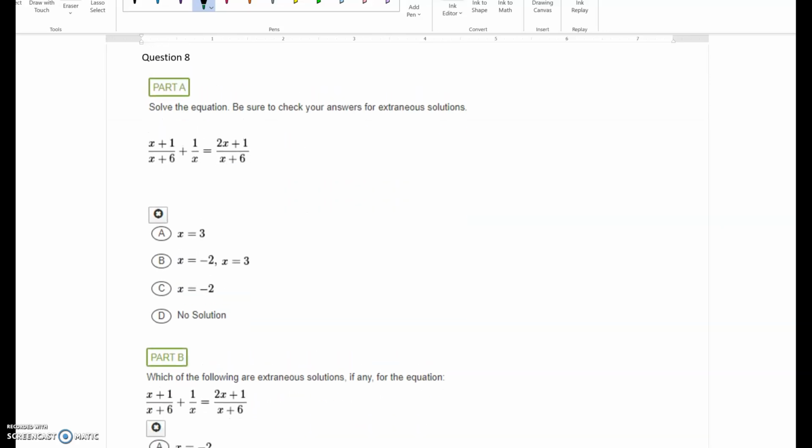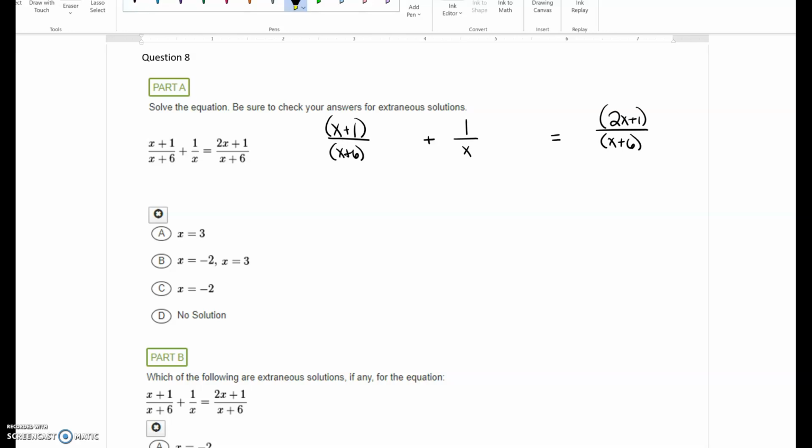Question number 8. If you wanted to, you could combine the left side kind of like we did with the addition problems to get just one fraction and then cross multiply. The problem with doing that is that there's a lot of room for error. Instead, what I like to do, first of all, is spread this problem out. So this is x plus 1 over x plus 6, and I'm going to go ahead and put parentheses around things, plus 1 over x equals 2x plus 1 times x plus 6.